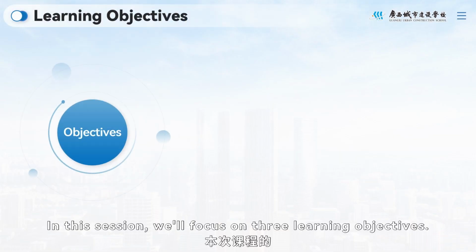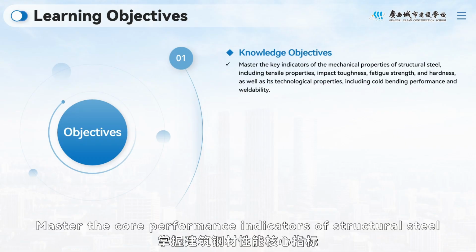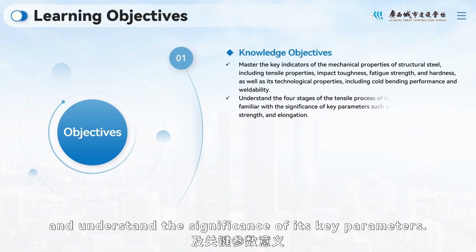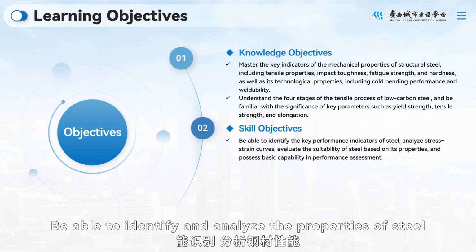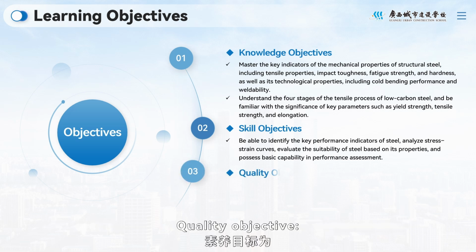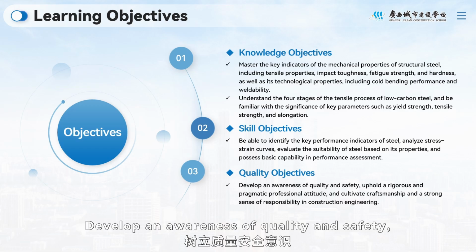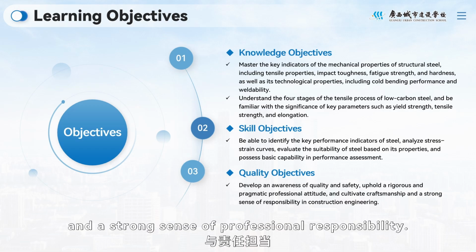In this session, we'll focus on three learning objectives. Knowledge objective: master the core performance indicators of structural steel and understand the significance of its key parameters. Skill objective: be able to identify and analyze the properties of steel and evaluate its suitability for engineering applications. Quality objective: develop an awareness of quality and safety, and cultivate craftsmanship and a strong sense of professional responsibility.